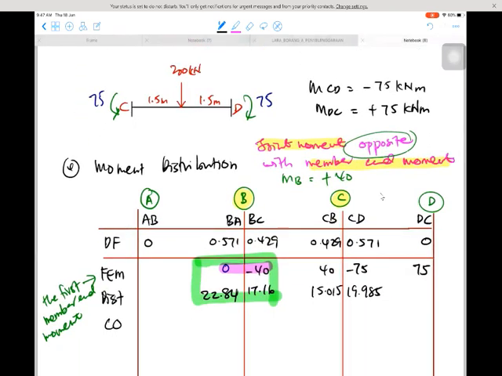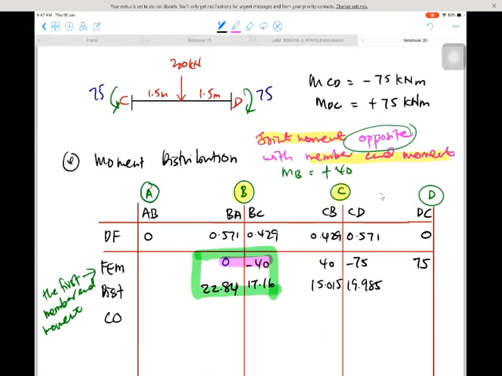In step number 4, we are going to analyze or determine the member end moments, meaning the internal moments in this beam. How many member end moments? There are 6. We will calculate MAB, MBA, MBC, MCB, MCD, and MDC. They are all 6 end moments. We call these the member end moments or internal moments in this beam.